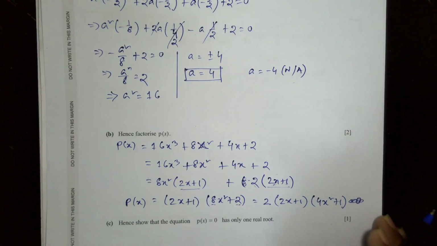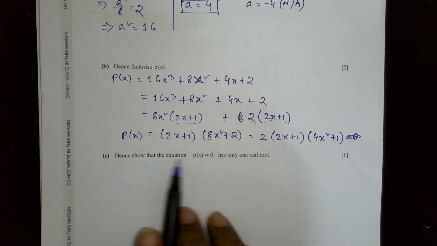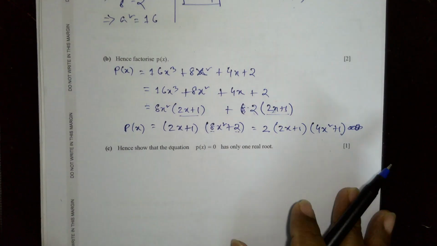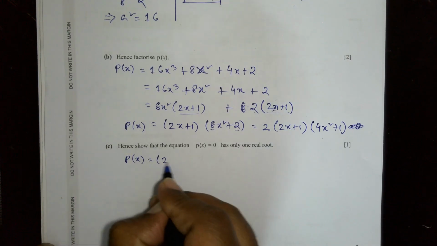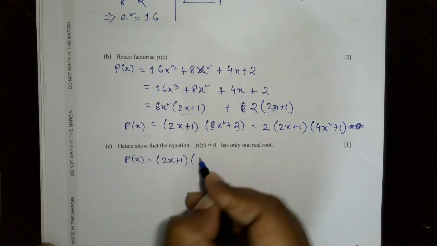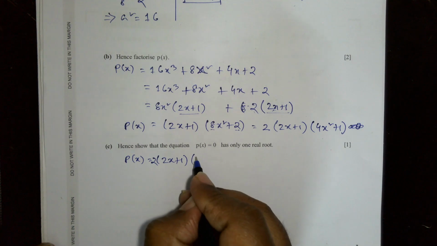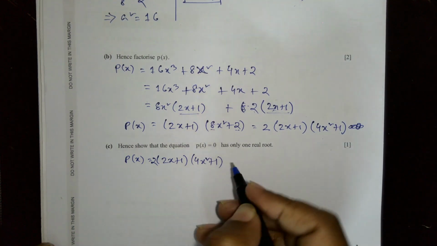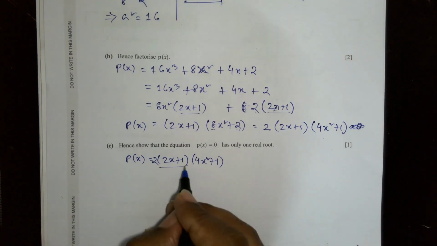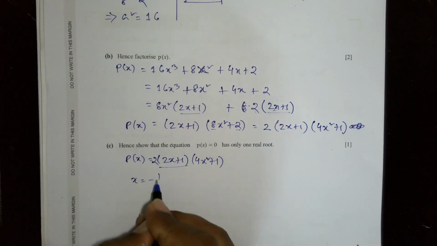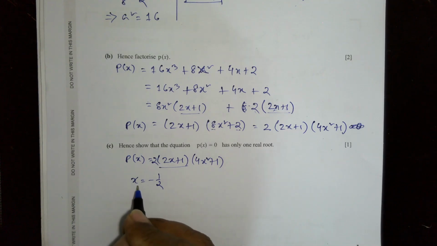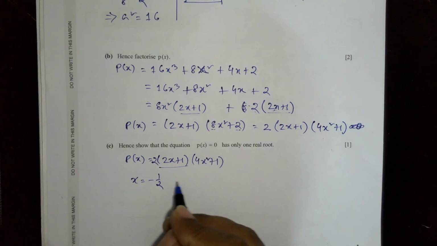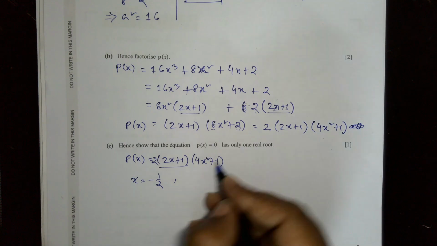Now it says, hence show that the equation p(x) equals 0 has only one real root. So p(x) can be written as 2 times 2x plus 1 times 4x squared plus 1. This factor will give us x equals minus half, which we started with. We started the solution of this question, right? Yes, sir.